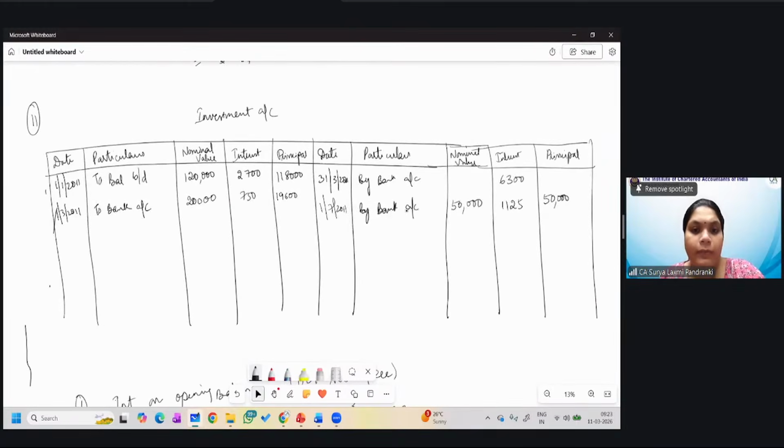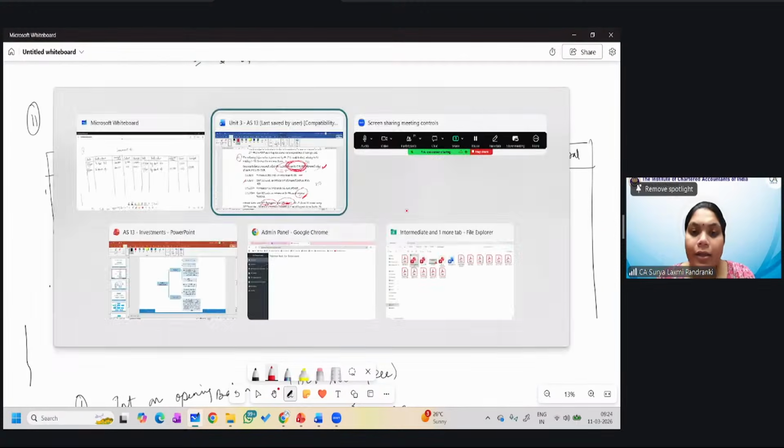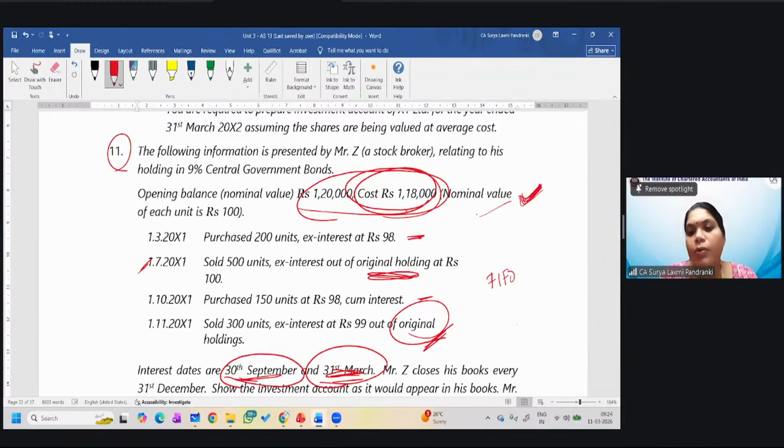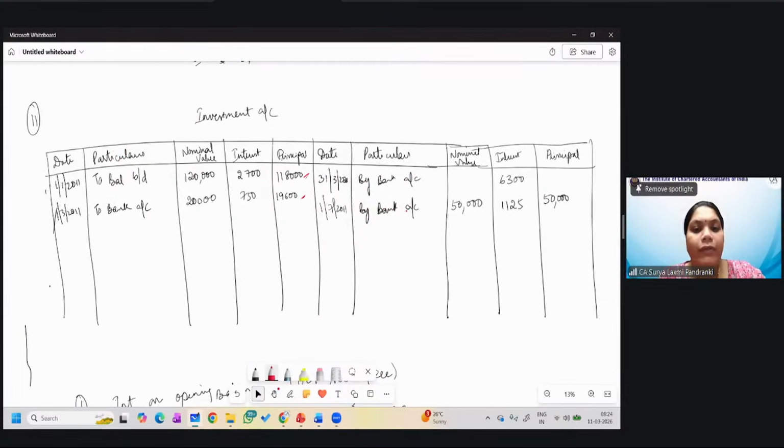I'll go back to the table. Should I take only this or both together? Only the opening balance. I say it is only the opening balance. 2 reasons. One reason was they told it is FIFO, and the other reason was they told it is from the original holding. The sale was made from the original holding. So it has to be from this lot only. It can't be from the next purchase. So I am going to take only 1,18,000.